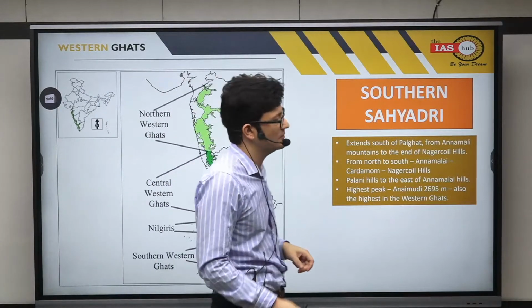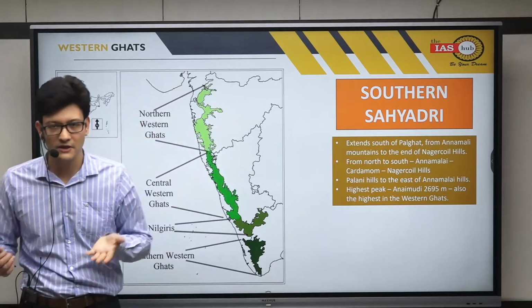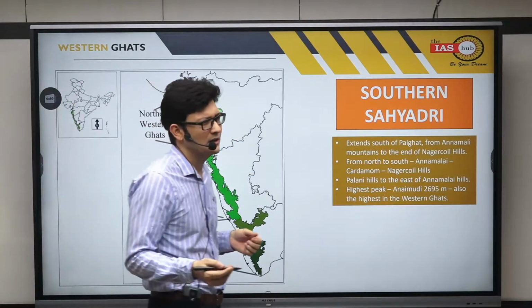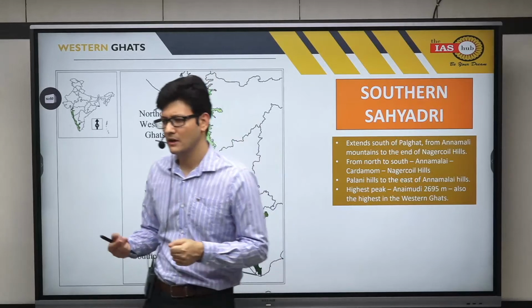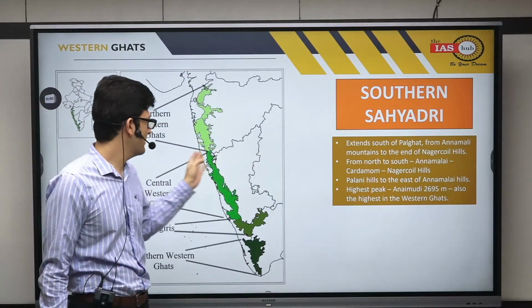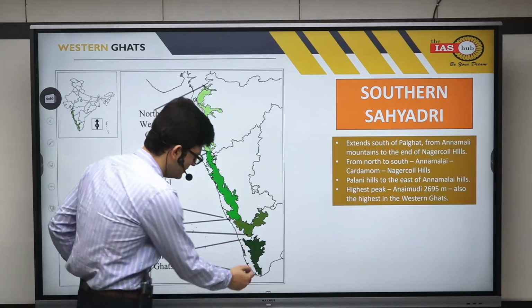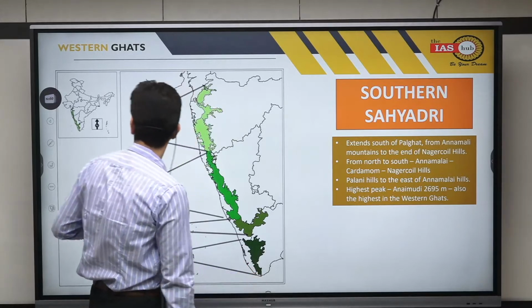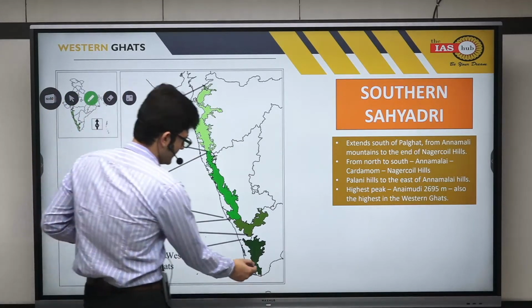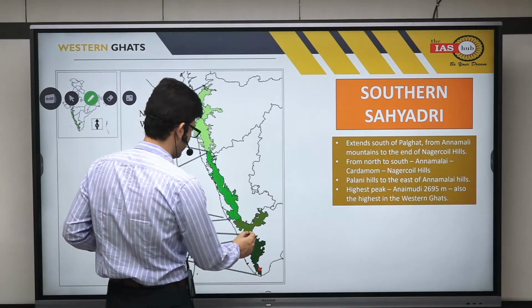Now moving on towards the southern Sahyadris. Southern Sahyadris extend from the Nilgiris towards Cape Comorin. The last hills you will find are the Nagarcoil Hills in this Tamil Nadu region. From north to south there are many major hills, which consist of Annamalai Hills, Cardamom Hills, and then you will find the Nagarcoil Hills in the southernmost part. The highest peak would be in the Anaimalai Hills. You will find Anaimudi.